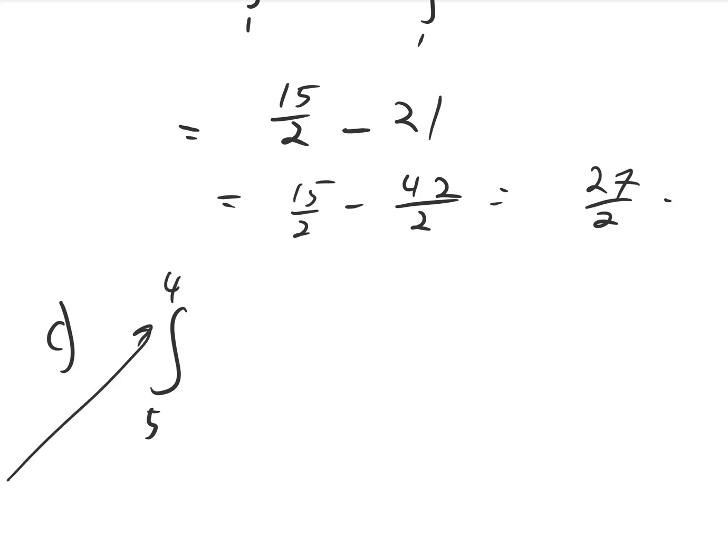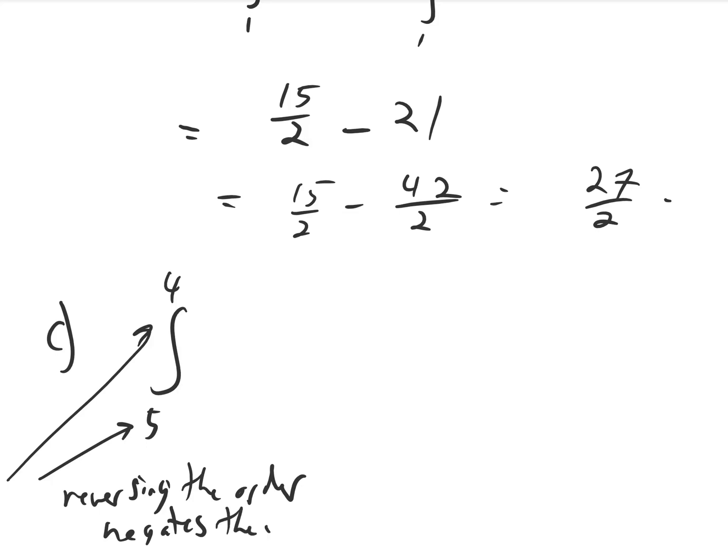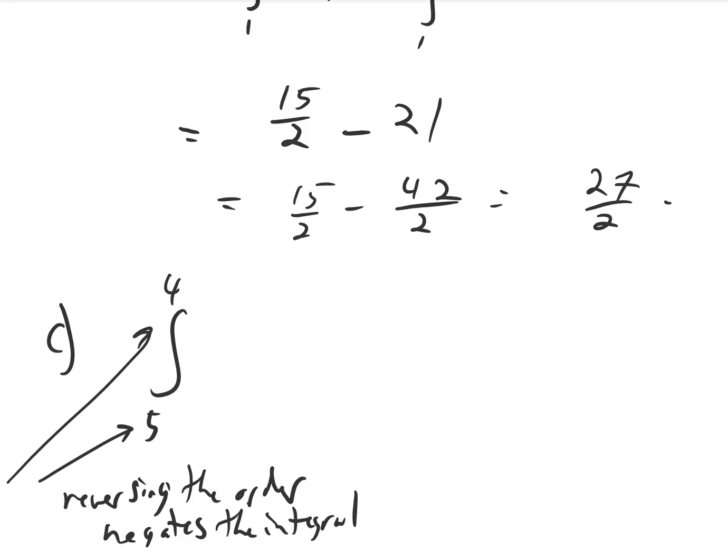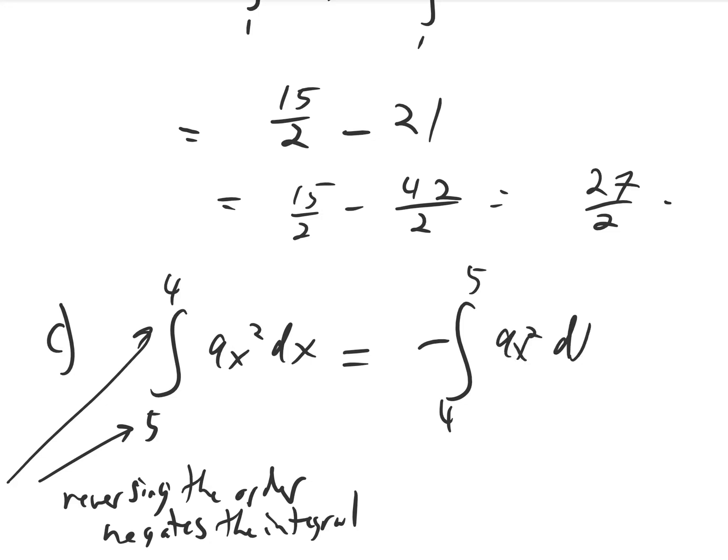So these are reversed from the usual order. And reversing the order of integration negates the integral. All right, so we're taking the integral from 5 to 4 of 9x squared dx, which is equal to, if we reverse the order of integration, then this negates the integral. So it's negative the integral from 4 to 5 of 9x squared dx.